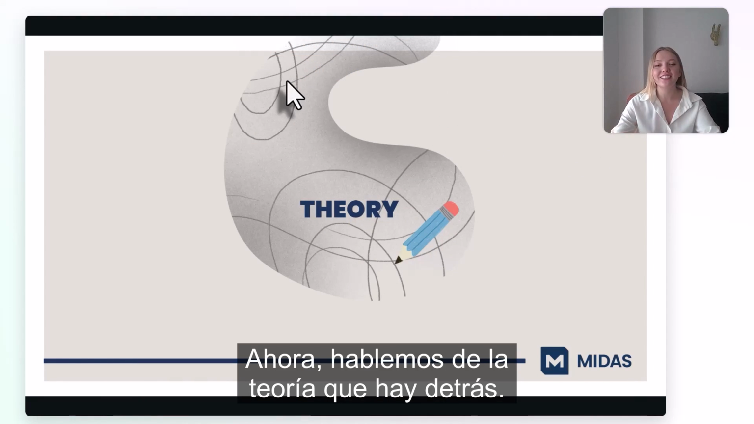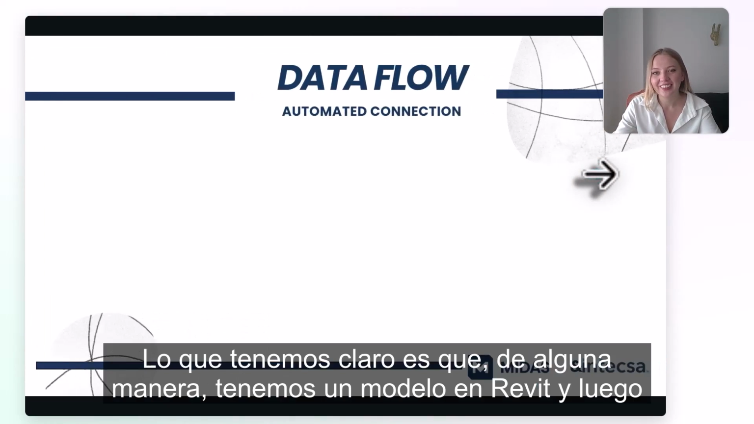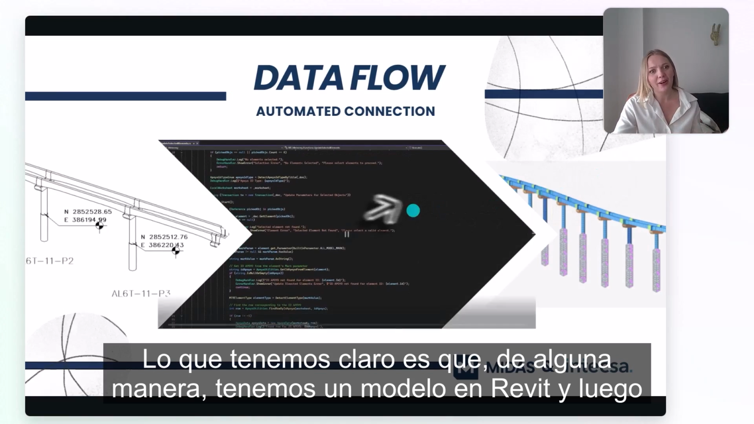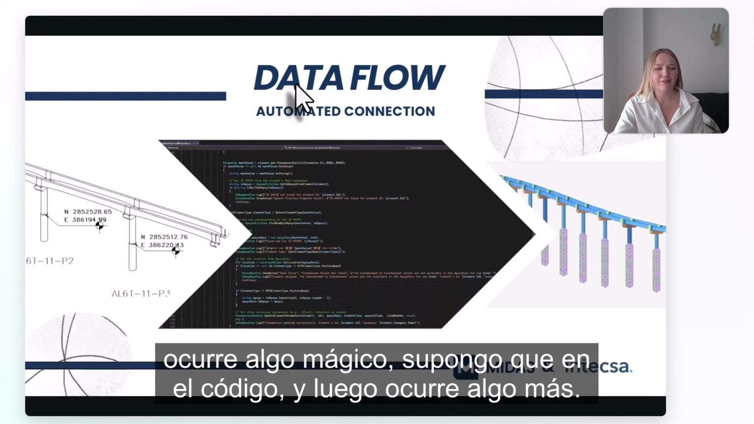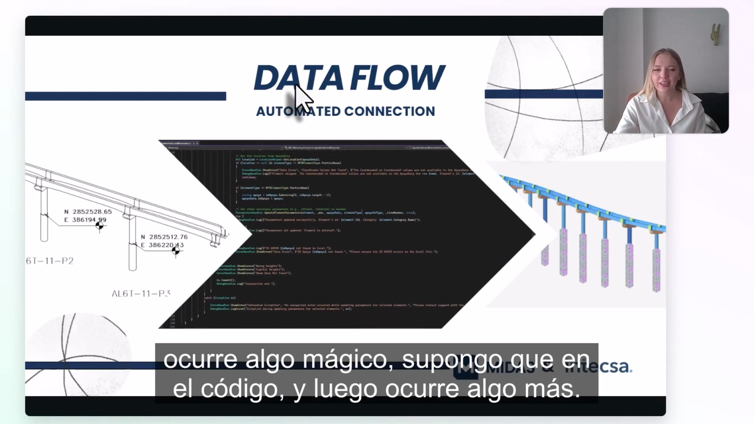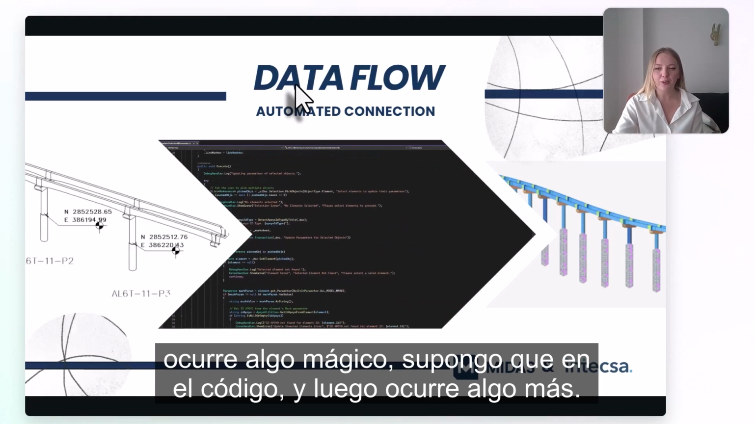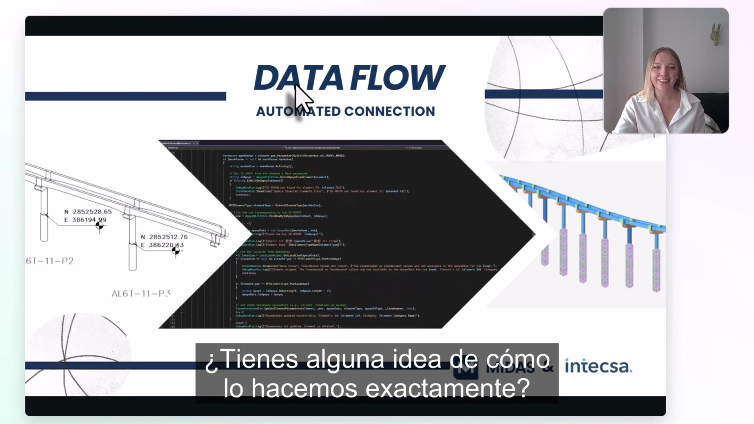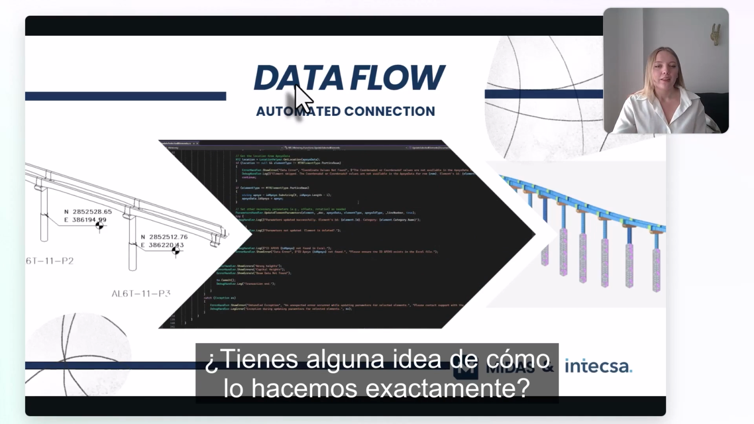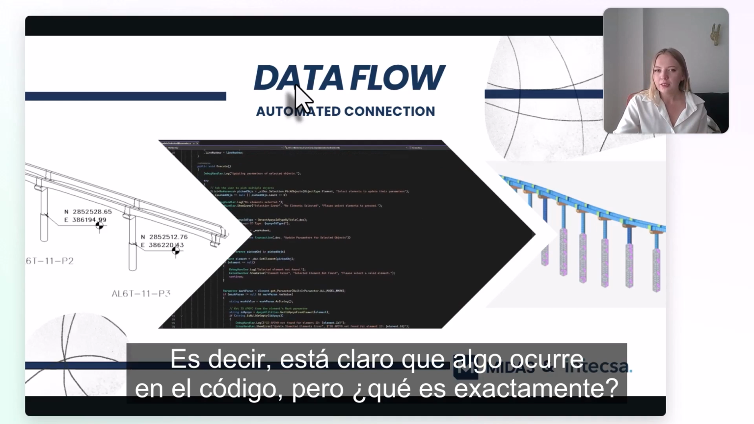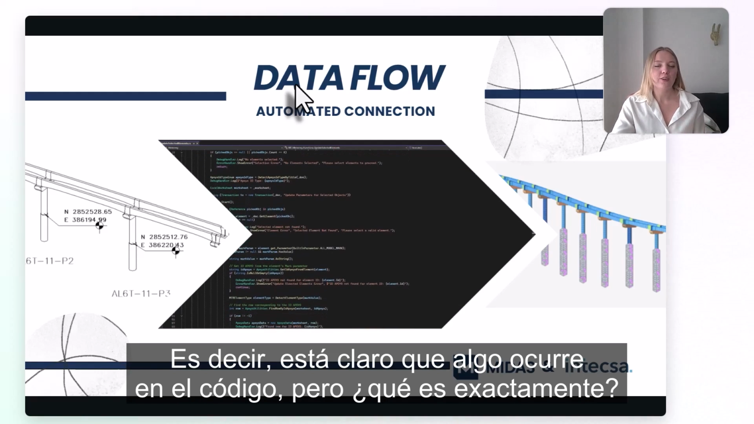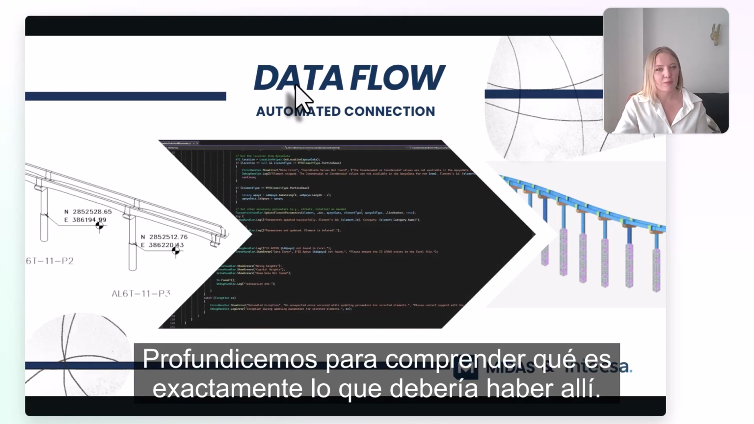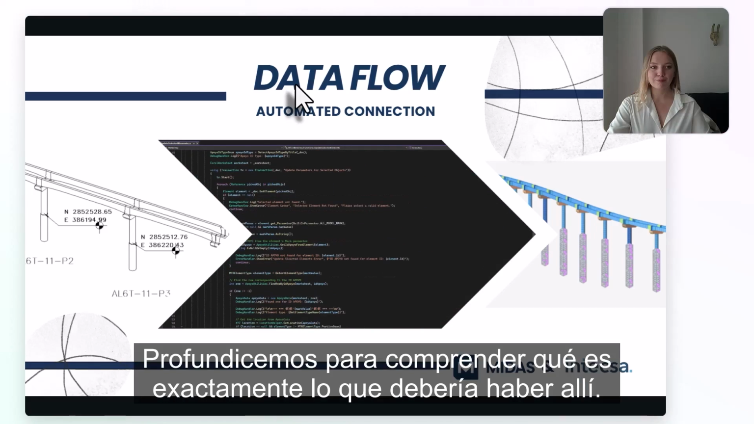Perfect. Now let's discuss the theory behind it. What is clear for us is that somehow we have a model in Revit, and then we have some magic going on, I guess, in the code, and finally, we have this model translated in MIDAS. Do you have any idea of how exactly we do that? I mean, clearly something is going on in the code, but what exactly is there? Let's dive deeper to understand what exactly should be there.